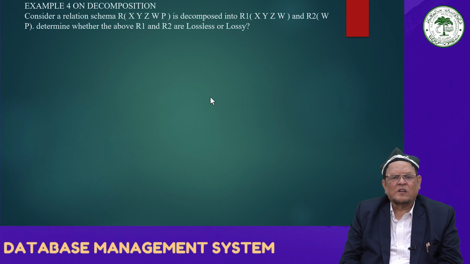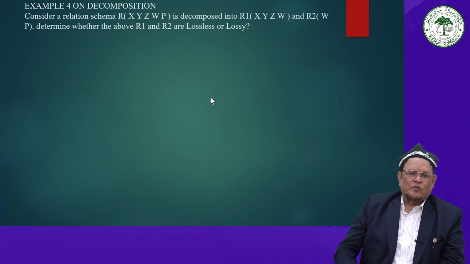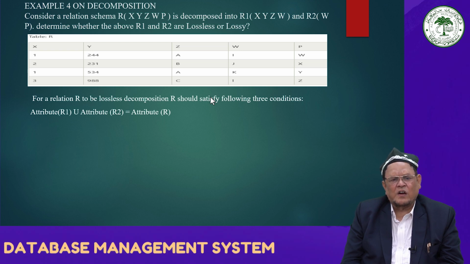Consider relation R(X, Y, Z, W, P) decomposed into R1(X, Y, Z, W) and R2(W, P). Determine whether the relations R1, R2 are lossless or lossy. So you have to check. In the table, you can see on the screen X, Y, Z, W, P. The same example I have used, 1, 2, 3 like that. So here we'll check whether relation R is a lossless decomposition. R should satisfy all three conditions as we have discussed previously.